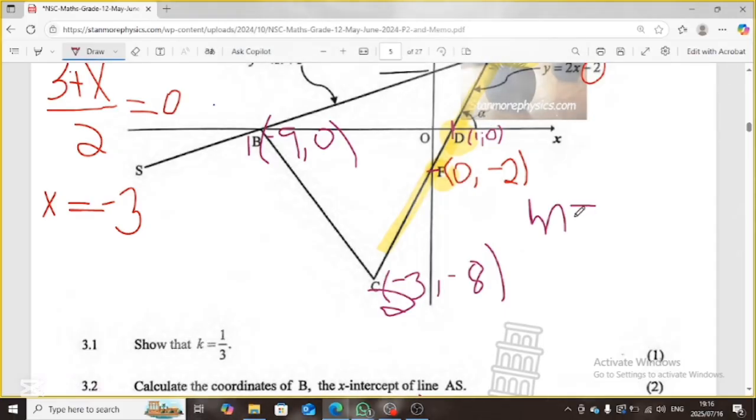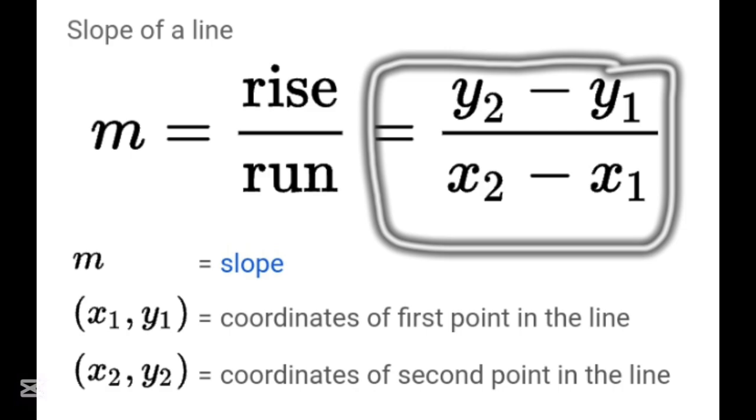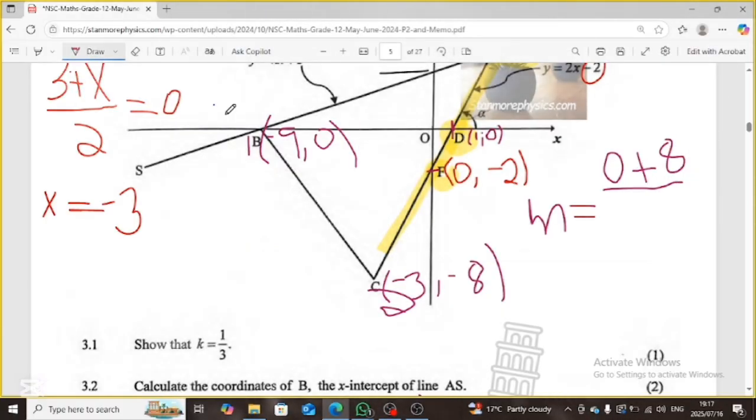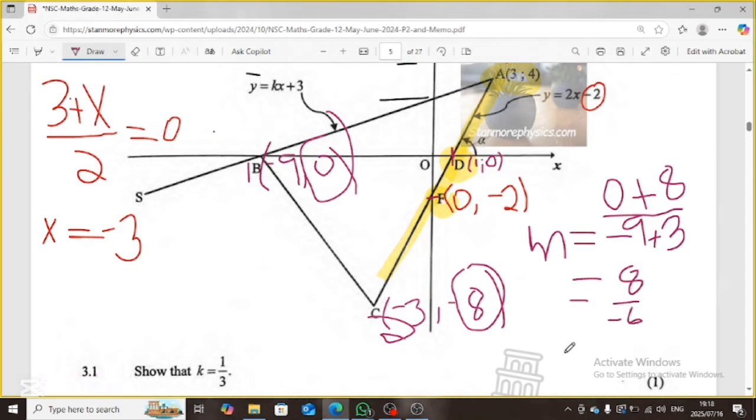Since we already calculated the coordinates of B as (-9, 0) and the coordinates of C as (-3, -8), using the formula of the gradient, we will then substitute the coordinates of B and C, giving us (0 + 8) over (-9 + 3), giving us 8 over -6. Therefore, the gradient of line BC will then be -4/3.